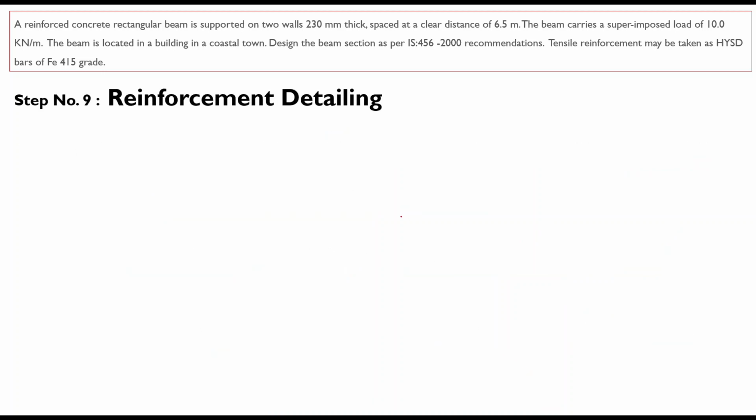Now, the last important aspect of any design problem is the reinforcement detailing, because whatever we have done up to the eight steps will not be taken away to the site. At the site, you will be providing the detailed reinforcement for the execution work. So you have to draw a diagram in which you put on all the maximum details available with you.